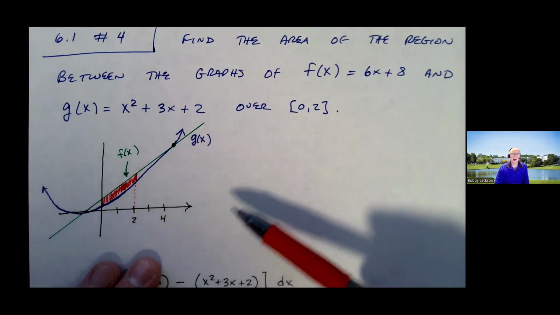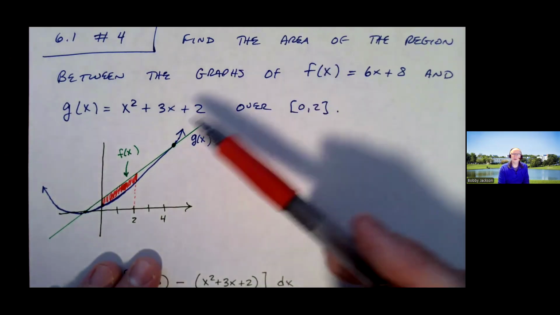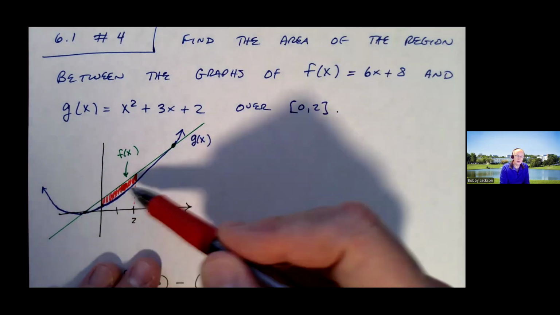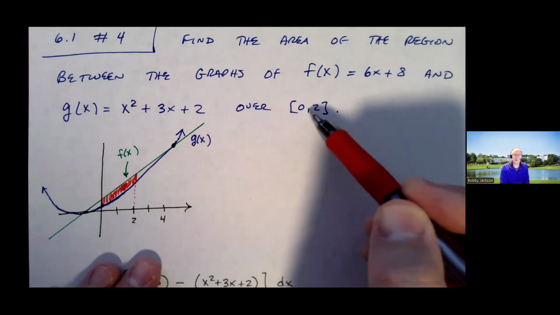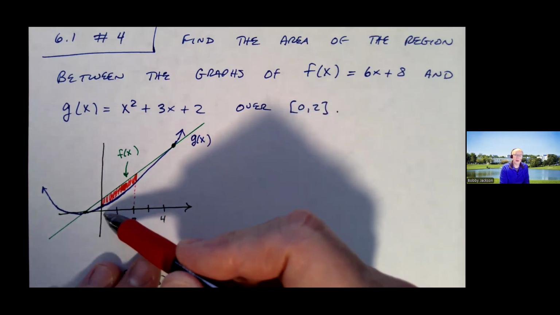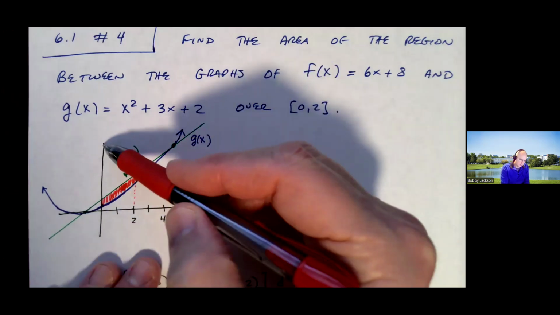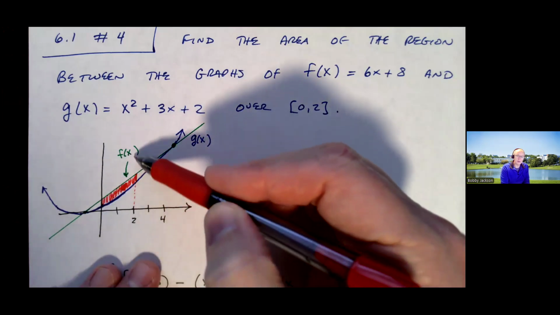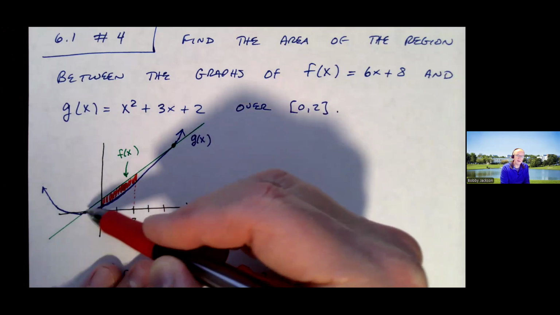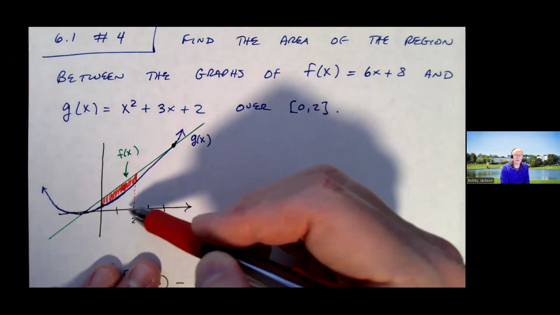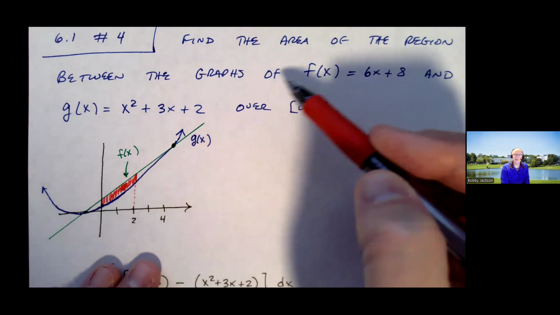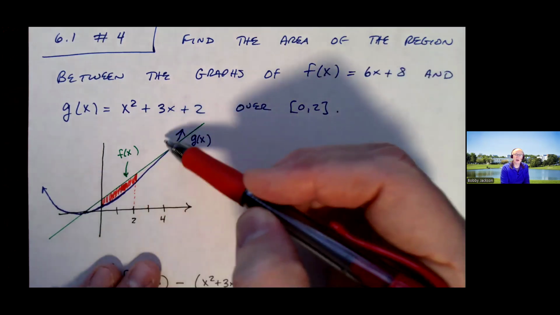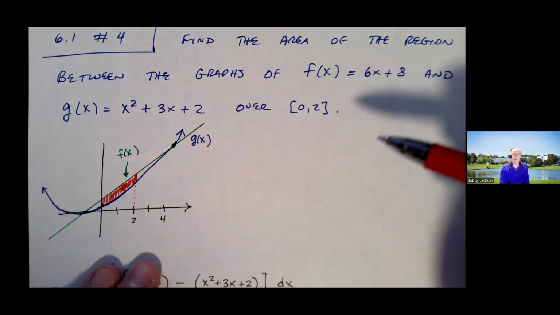I'm not going to worry about finding the points of intersection. You could, where these graphs intersect here and down here. But since it's over the interval from 0 to 2, I know that I'm bounded between x equals 0, which is the y-axis, and the vertical line x equals 2. So when I graph them, we can clearly see on the interval from 0 to 2 that the linear function f of x equals 6x plus 8 is above the quadratic function x squared plus 3x plus 2.